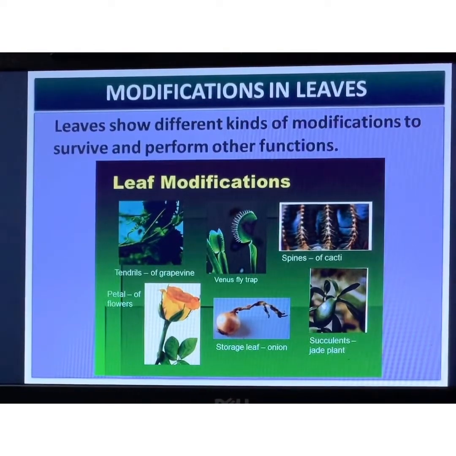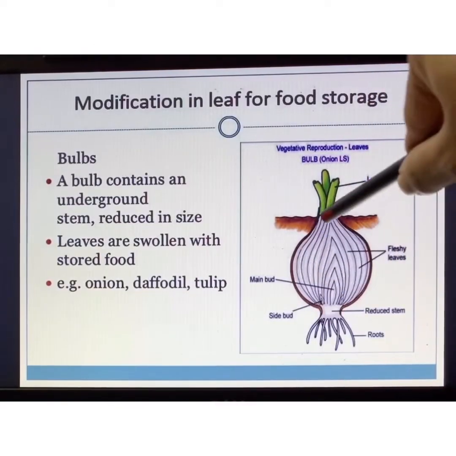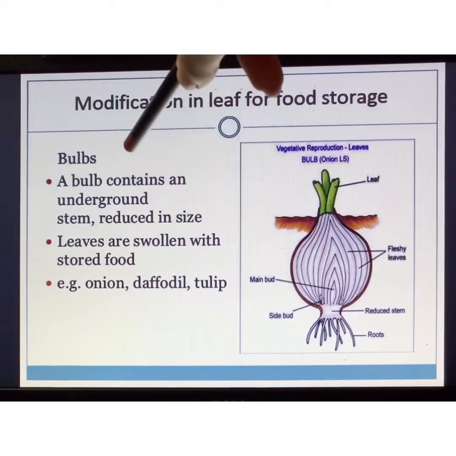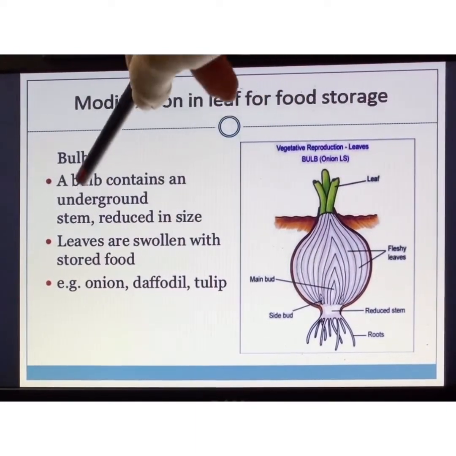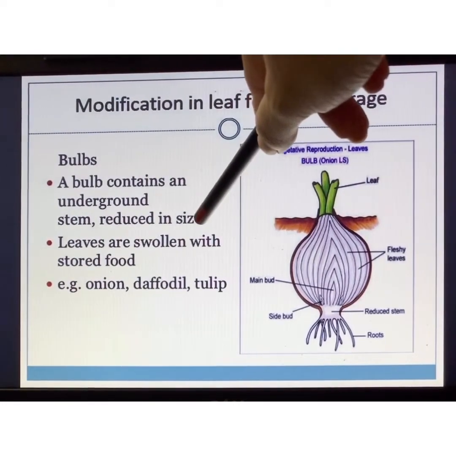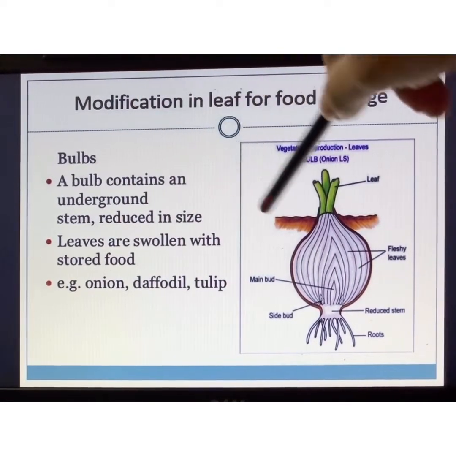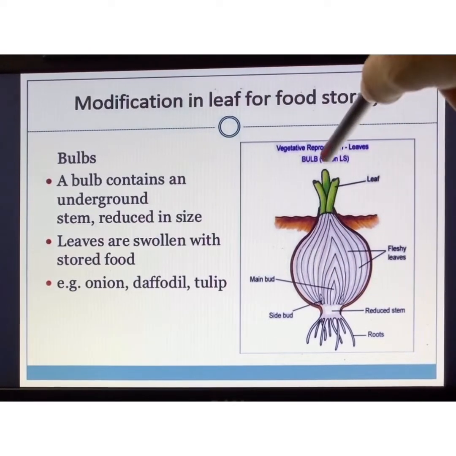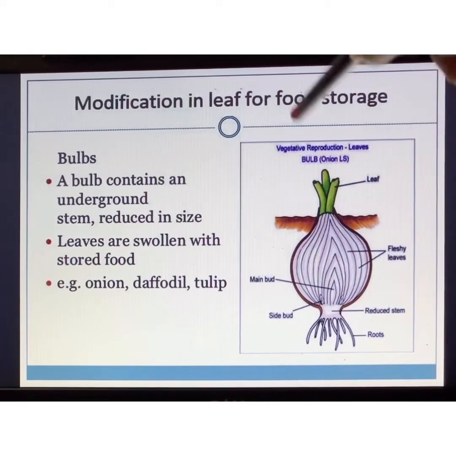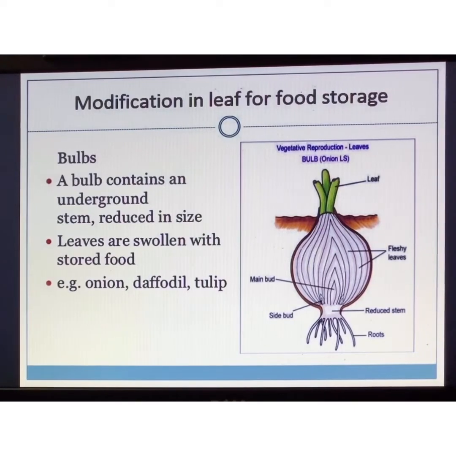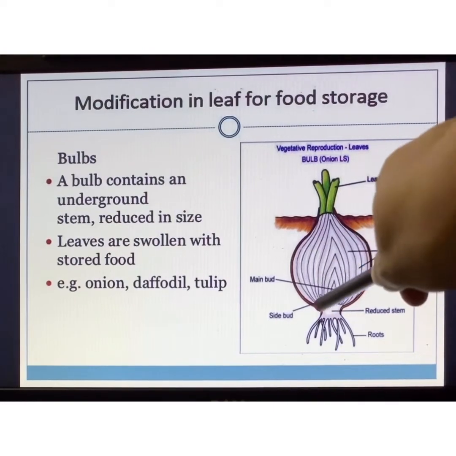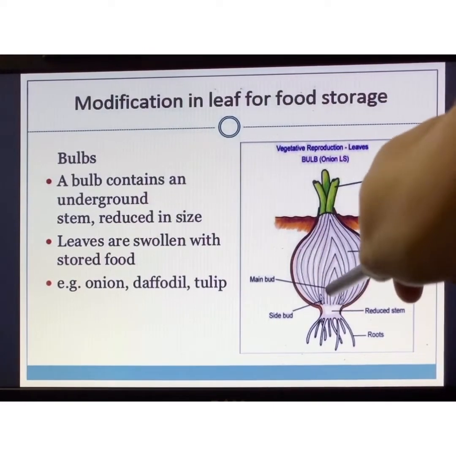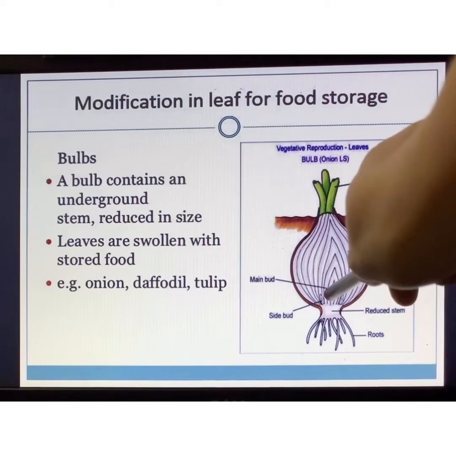All right. Understand, you should know what is a bulb. Now, what is a bulb? A bulb contains an underground stem which is reduced in size. The leaves are swollen with storage food, and the leaves also grow above the ground, which turn out into scaly leaves. All right. So, these storage leaves also will protect the main bud. The leaves which are storing food will also protect the main bud that is growing in the center.